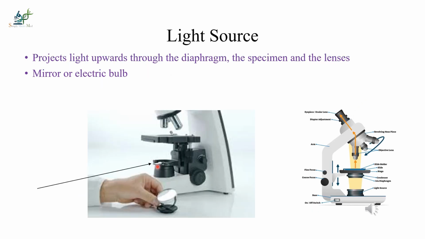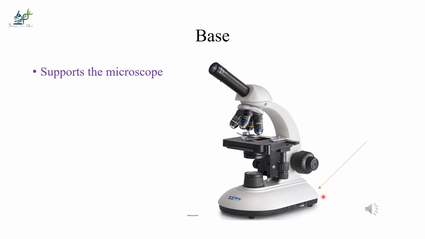Light source. It projects light upward through the diaphragm, the specimen, and the lens. And a mirror or an electric bulb is used as the light source. In earlier times, or in the basic simple microscope, we used a mirror as the light source. So the light will come and hit this mirror. The mirror will reflect the light towards the specimen through the condenser. And nowadays in most microscopes we use an electric bulb as the light source. At last, this is the base which supports the microscope.